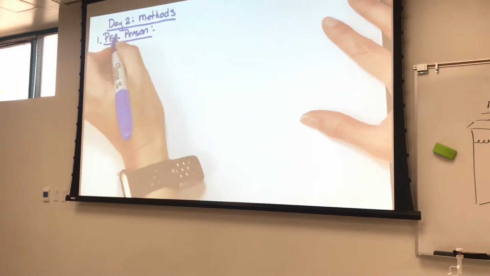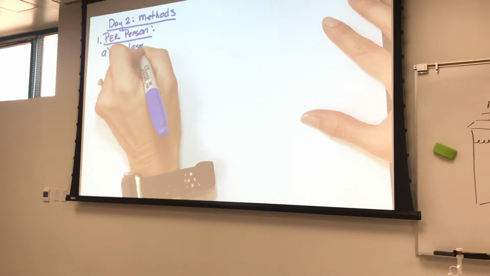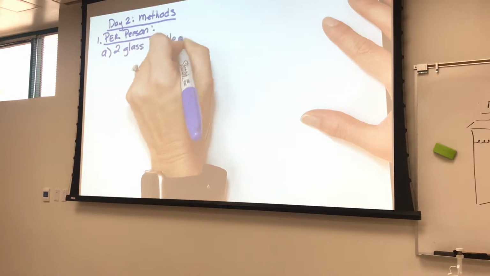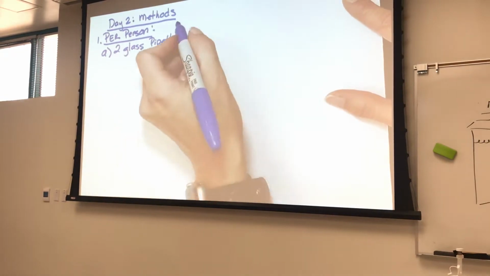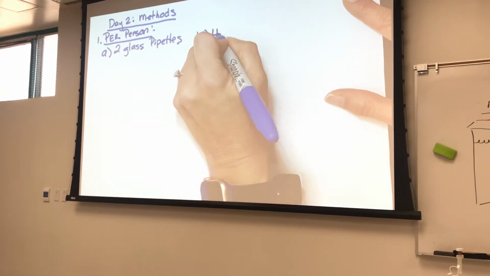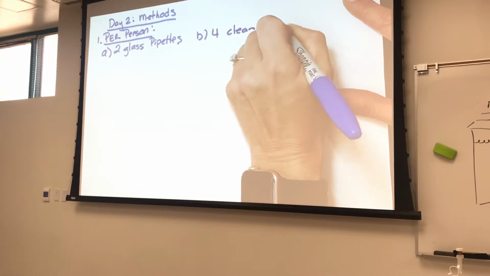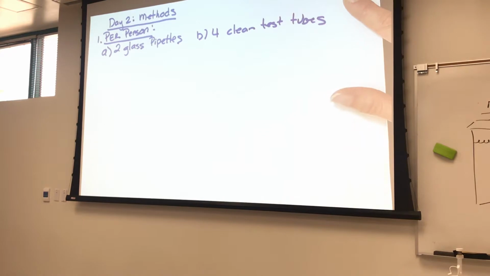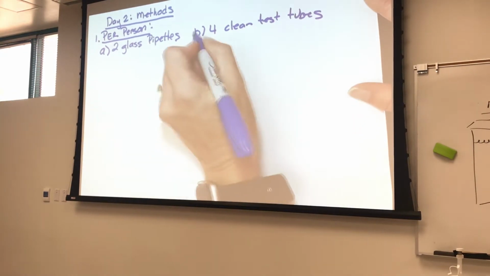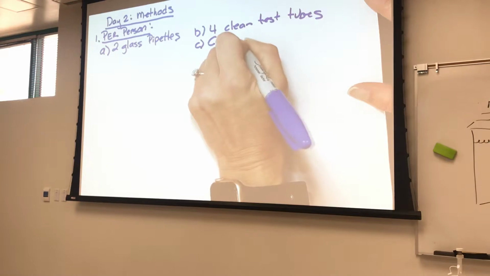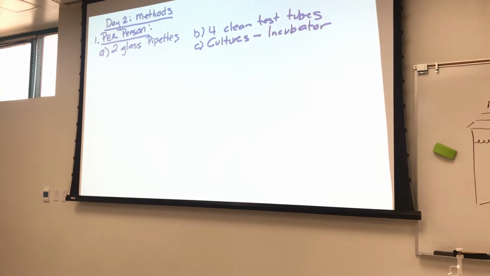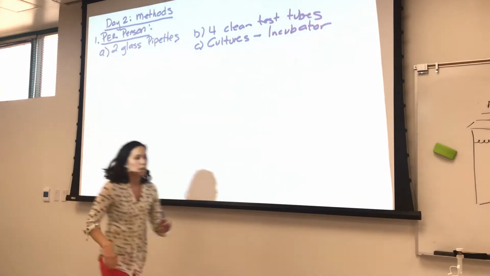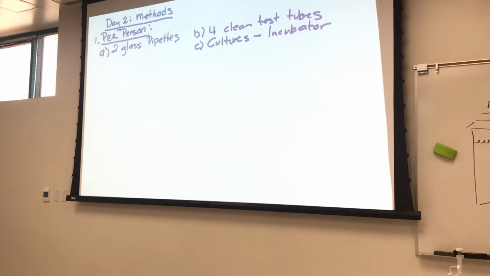Everybody's going to need just 2 glass pipettes. I will show you how to use them since today's the first time that you guys are using the glass pipettes. Then you'll need 4 clean test tubes, just like how we did last time. And just like the nitrate test, you'll need your cultures from the incubator. Today's the first day that you guys are using pipettes.